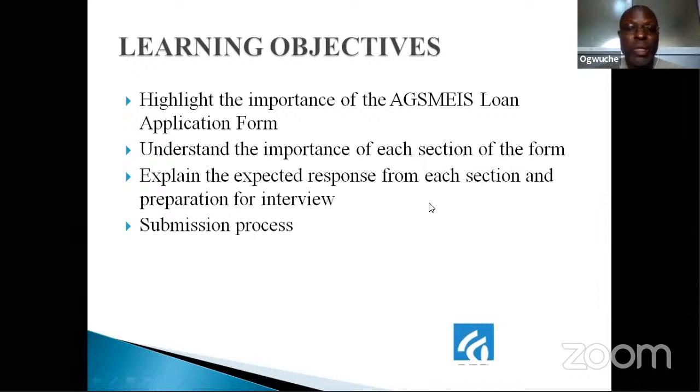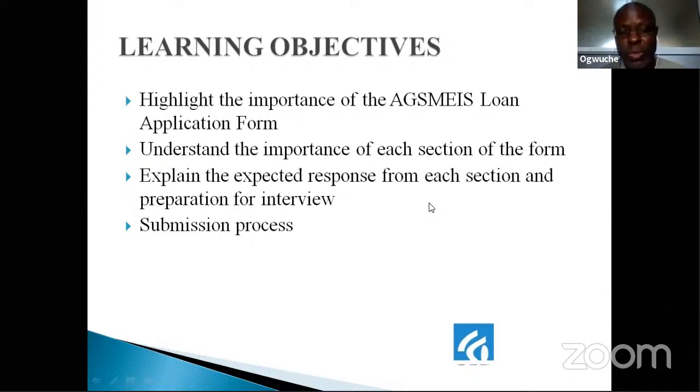So the second learning objective is to understand the importance of each section. For each section is important. Each field that has been given to you, you will need to complete it. You need to understand it and complete it. Okay, that's why that section is given. Then to explain the expected response for each section. Each section is supposed to elicit some kind of a response.